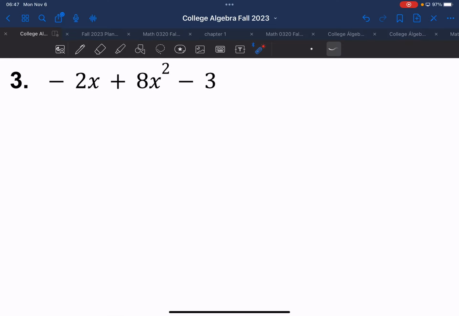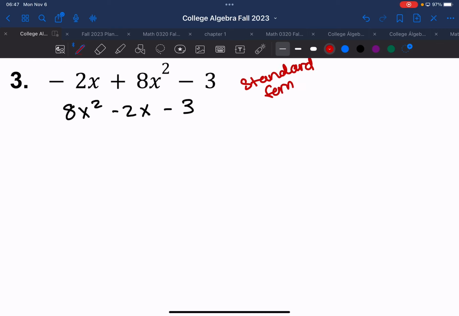Okay, number 3. Before we start, what's wrong with this problem? Good, it's not in the correct order. So what should come first? That x squared. So 8x squared, and then what should come next? That negative 2x, and then that negative 3. We have to make sure that it's in standard form first, which is that ax squared plus bx plus c. Remember, our x squared has to come first, then our x, and then our constant.